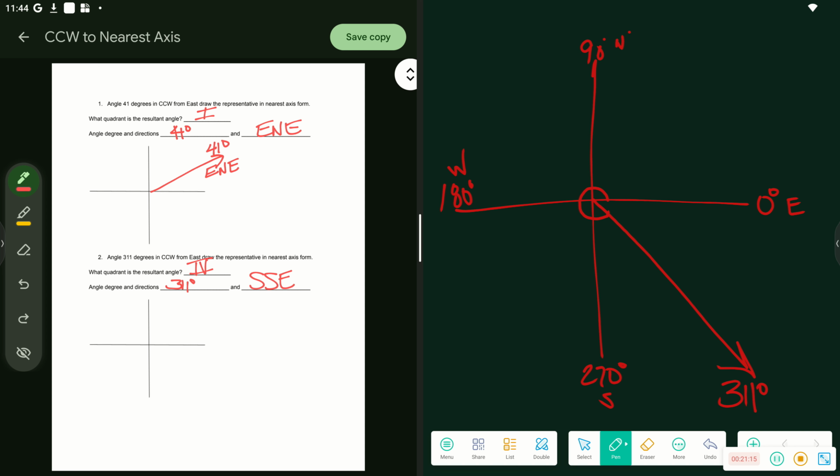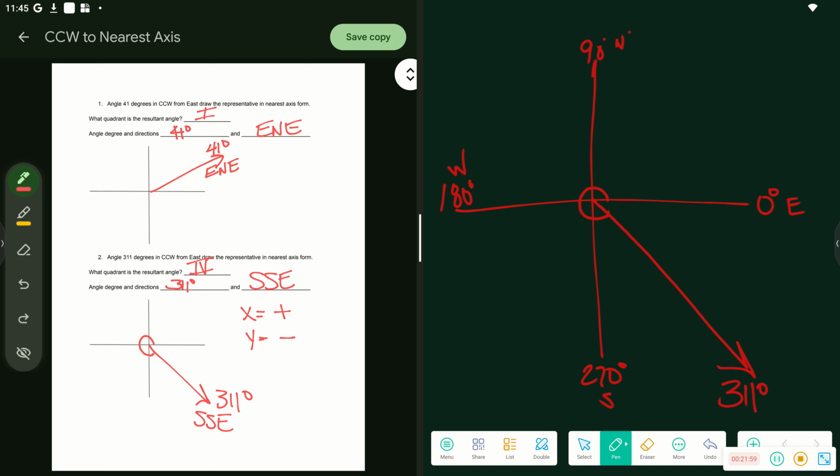Because everything up to 315 is going to be southeast. So you can draw it around. I like to draw that little circle because it helps me understand where I'm going. And it's southeast. Okay. Couple things. If I asked you, would the x coordinate be positive or negative here? X is positive. But the y coordinate's negative, because it's down.